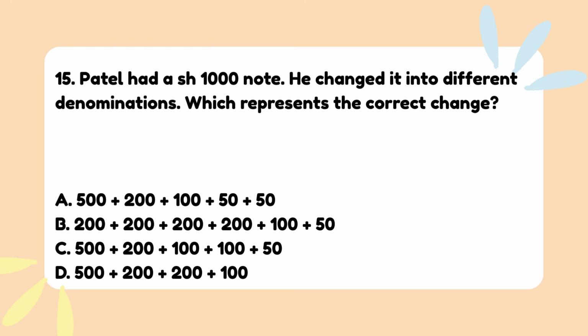15. Patel had a SH1000 note. He changed it into different denominations. Which represents the correct change? A. 500 plus 200 plus 100 plus 50 plus 50. B. 200 plus 200 plus 200 plus 200 plus 100 plus 50. C. 500 plus 200 plus 100 plus 100 plus 50. D. 500 plus 200 plus 200 plus 100.